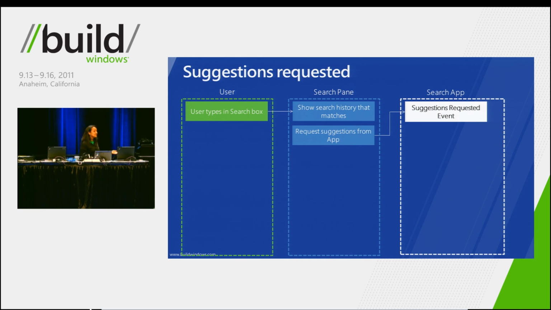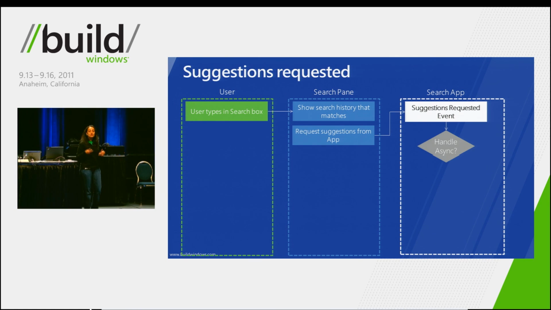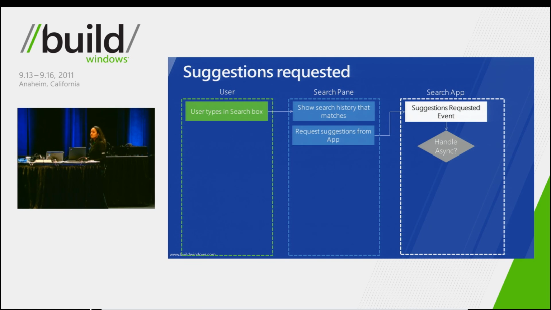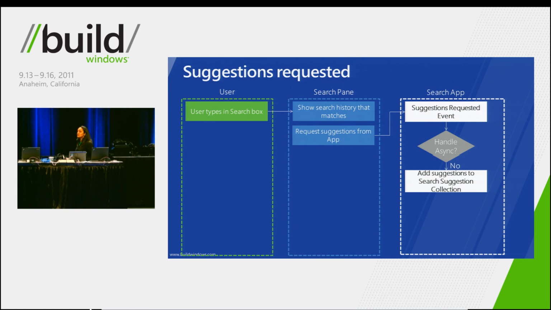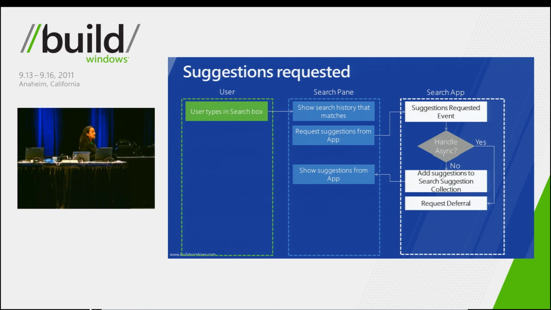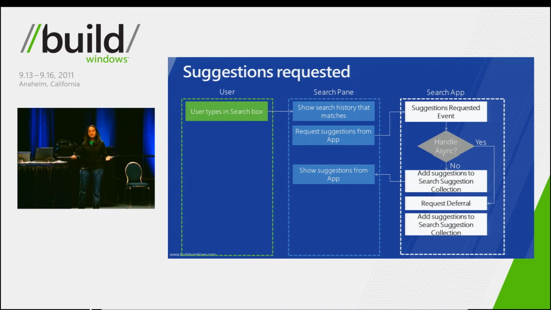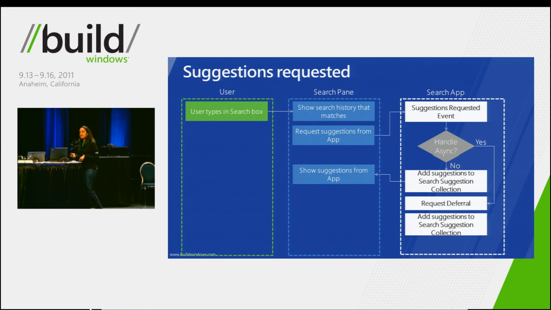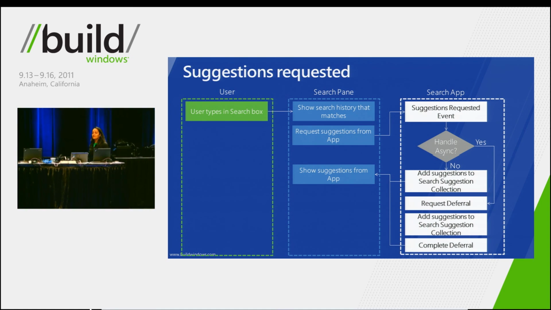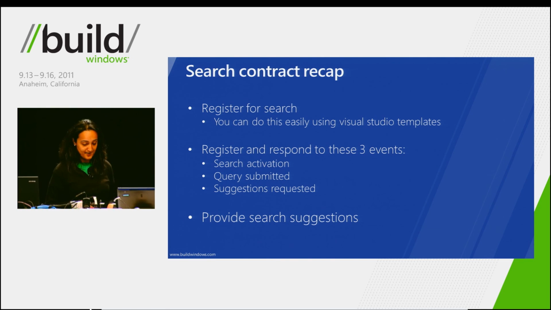Your application gets the suggestions requested event. Again, there's a choice to be made here. Do you want to handle this asynchronously? If you're supplying suggestions from a static list, likely no. So all you have to do is add your suggestions to the search suggestion collection, and they automatically show up below the search box. But let's say you are going to make a web service call. You call request deferral, add your suggestions to the search suggestion collection, and finally, important, complete deferral to indicate you're done supplying suggestions, so then we can show it in the search pane.